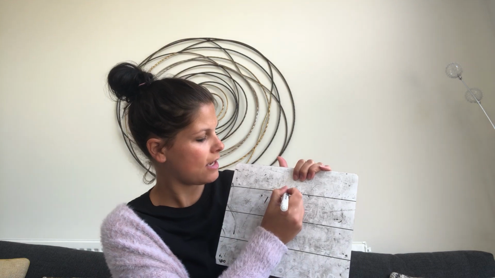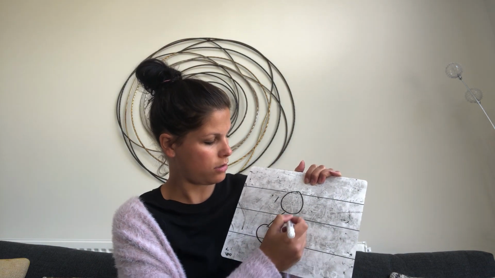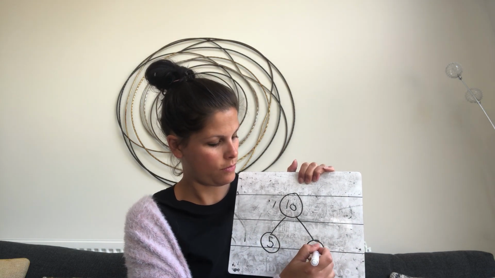Another way to do it is a part-whole model. So we have the whole number here, which would be 10, and the 2 numbers that make 10 there. Okay, so we've done 5 and 5, which would go in there as the numbers.